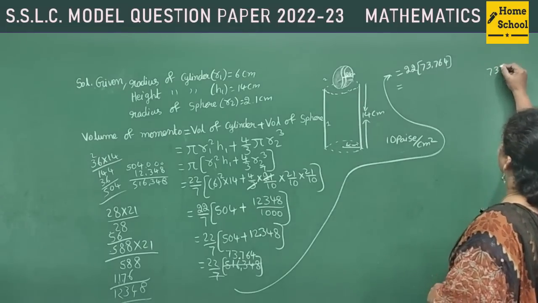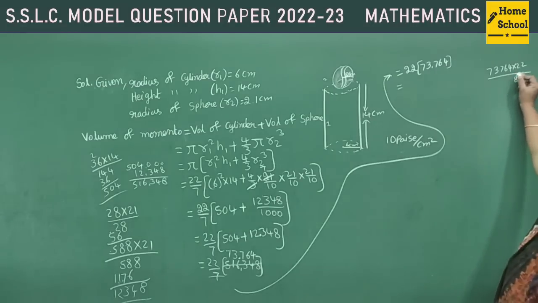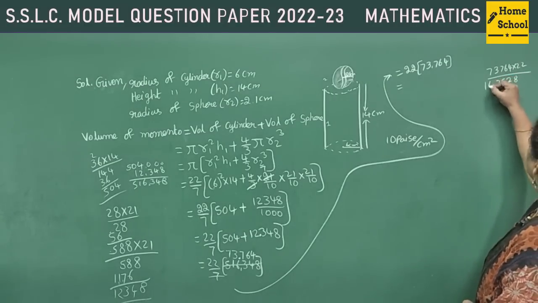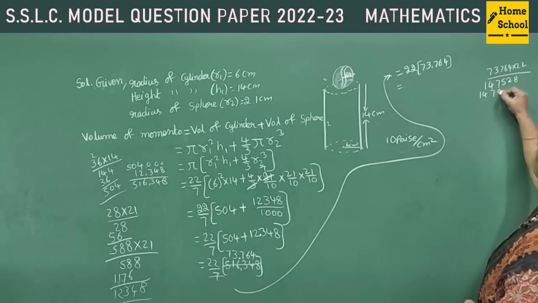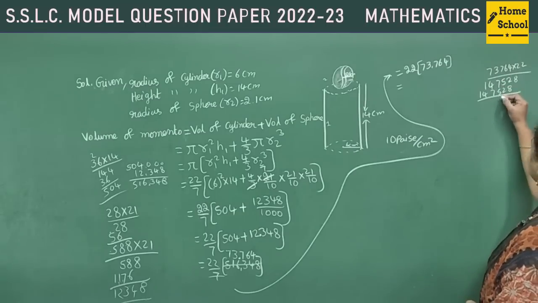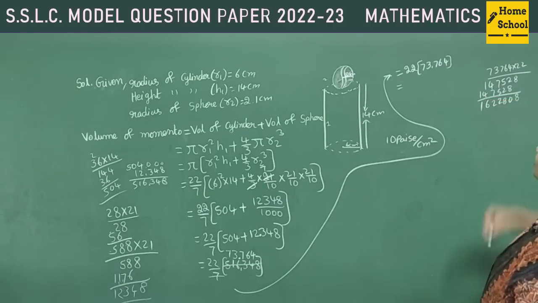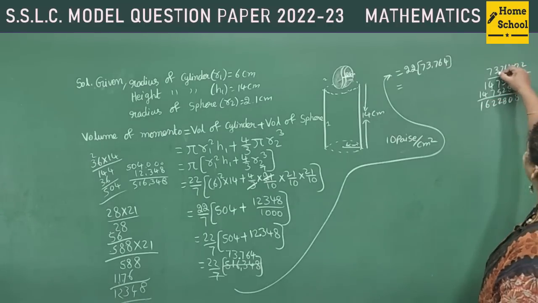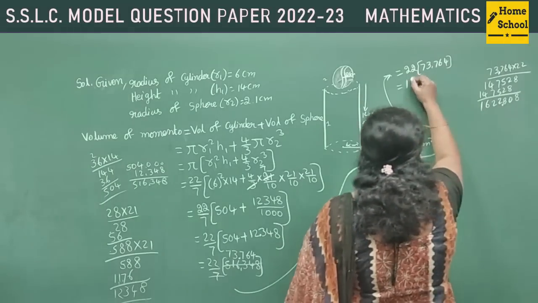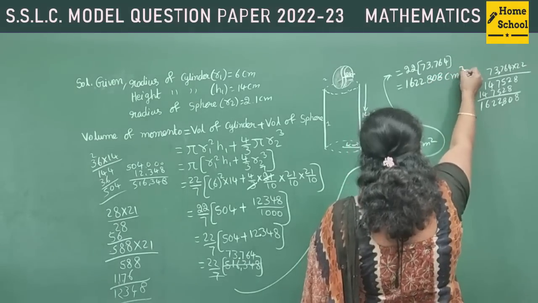So let me do multiplication here into 22. 8, 12, 15, 6, 7, 14. And again 1, 4, 7, 5, 2, 8. Add 8 and here 12, 6, 1, 6, and here you have a decimal point. So 1, 6, 2, 2.808 centimeter cube.